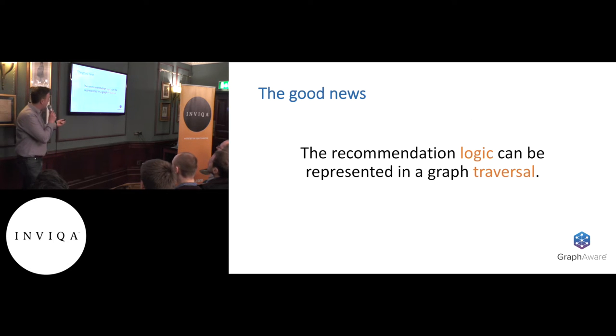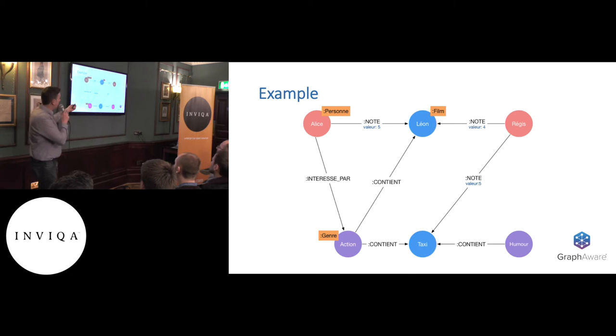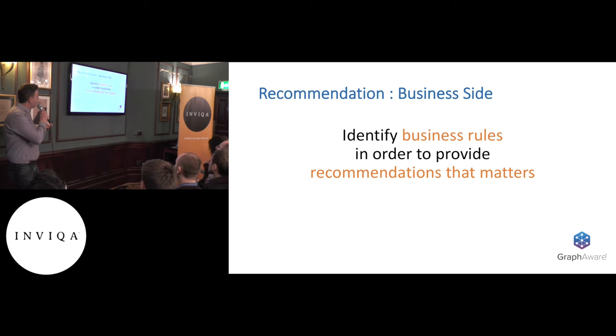So if we take an example here, excuse me about the labels, they're in French, because I was giving this talk in French a couple of days ago. We have one person, Alice, who rated a movie. Another person, Regis, also rated the movie, but he also rated the movie Taxi. So you can easily guess what you should recommend to Alice as the next movie to watch. Right? This is a basic example. If you look at your database, you don't need any tool; you see your data and it makes sense. On the business side, all the business rules are there to provide recommendations that matter.